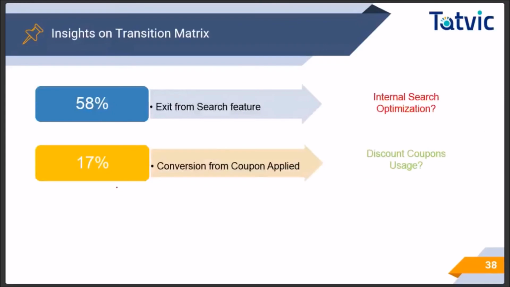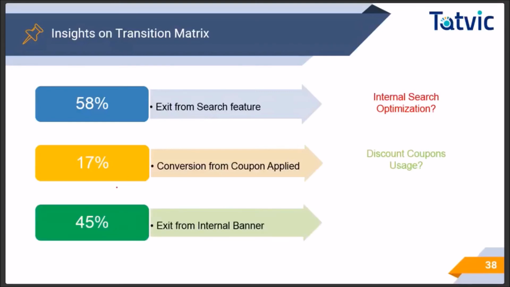The next insight can be a 17% conversion from coupon applied. That's great, right? Discount coupon usage is very good for me. I have to keep putting more and more coupons, or more relevant coupons, to increase my conversions. There is a 45% exit from the internal banner. If you remember, Anshul was talking about internal promotions and internal banners, which means that my internal banner creatives are not designed properly, and there might be some problem with the design.